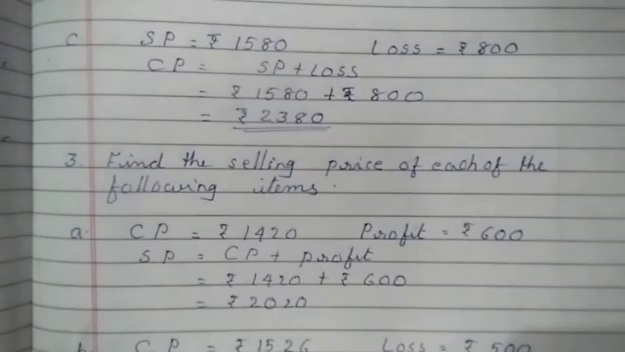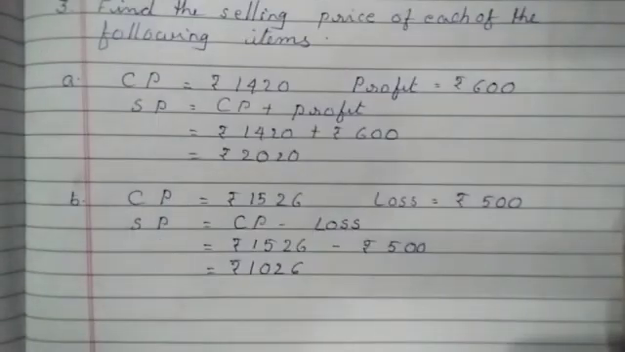Then the next question, find the selling price of each of the following items. Here CP and profit are given, then SP equals CP plus profit. Next question, CP equals 1526 and loss is 500. Here CP and loss are given. The formula is SP equals CP minus loss. When profit is given, SP equals CP plus profit. When loss is given, SP equals CP minus loss.